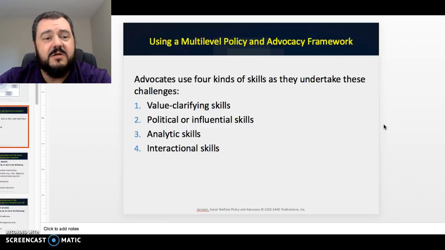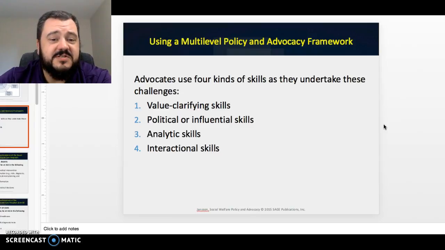Analytical skills: how well can you analyze and figure out what is really at the core, or what are the data trends and where is all of that going. And your interactional skills, which goes into how well you can just get along with people. In social work, you're expected to get along with a lot of people from a lot of different backgrounds. And so being able to use all of those skills effectively is going to be key in helping move your policy project along.